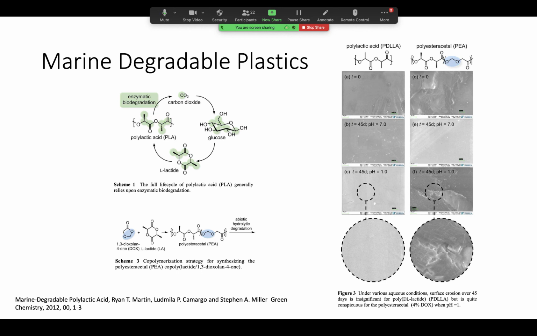They said, look, this PLA is good, but we don't have the enzymes here to degrade it, right? What's going to happen? So they put in this copolymerization with about 4% DOX to make this PEA, and that breaks down much more significantly in the 45-day test that they did here in aqueous conditions.